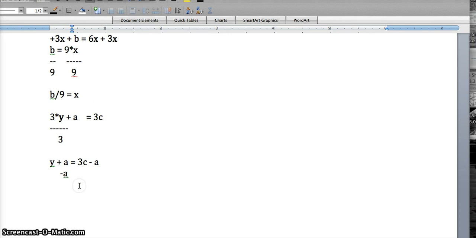Minus a. Okay, so all we have left now is y equals 3c minus a. Now y is by itself, and this is your final answer. That's all you can do with these kinds of problems.